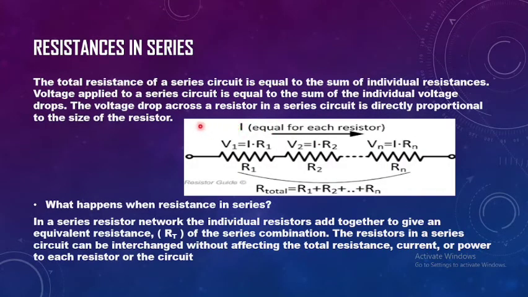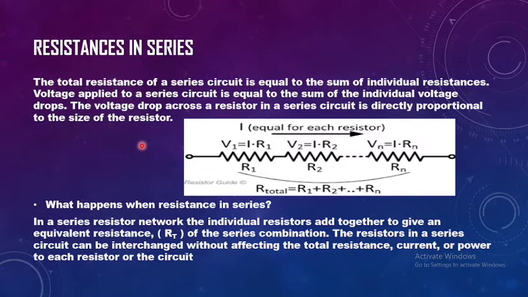Next, resistances in series. The total resistance of a series circuit is equal to the sum of individual resistances. The voltage applied to a series circuit is equal to the sum of the individual voltage drops. The voltage drop across the resistor in a series circuit is directly proportional to the size of the resistor. So what happens when resistances are in series?